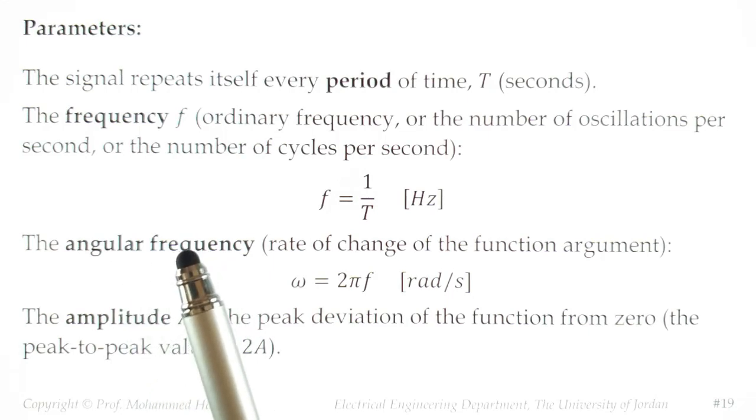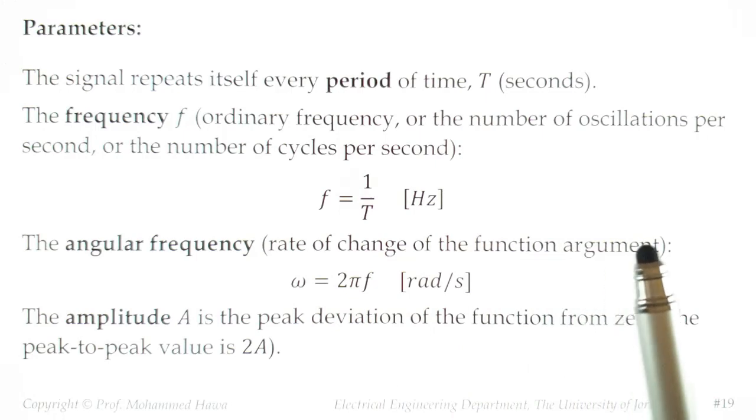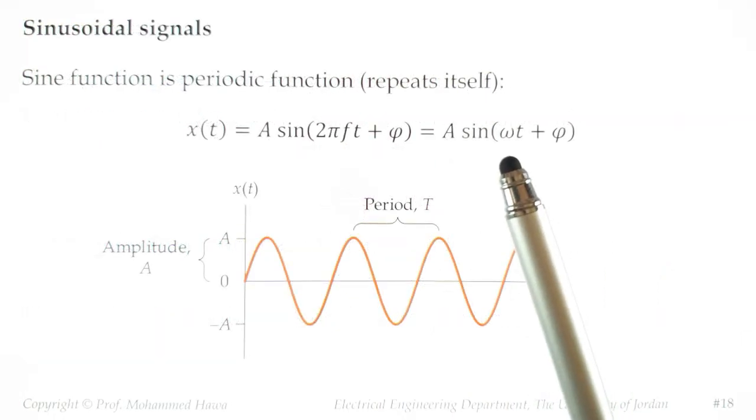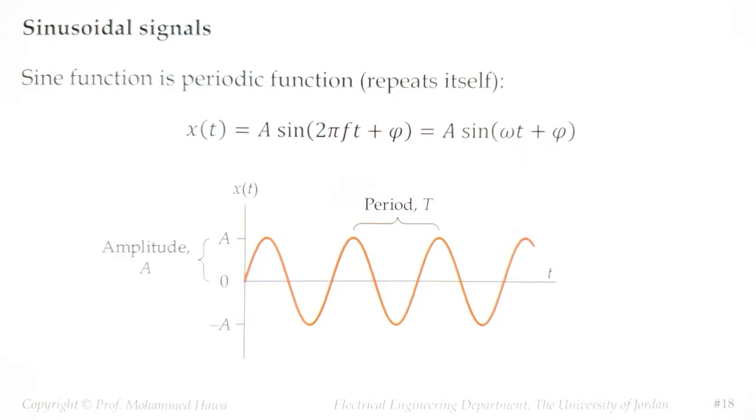The angular frequency, or the rate of change of the function argument. Because the derivative of this argument, if you take the derivative with respect to time, the rate of change, you get omega, and the rate of change is how fast the signal changes. So you get omega, which is 2 pi f. Two representations for the frequency.